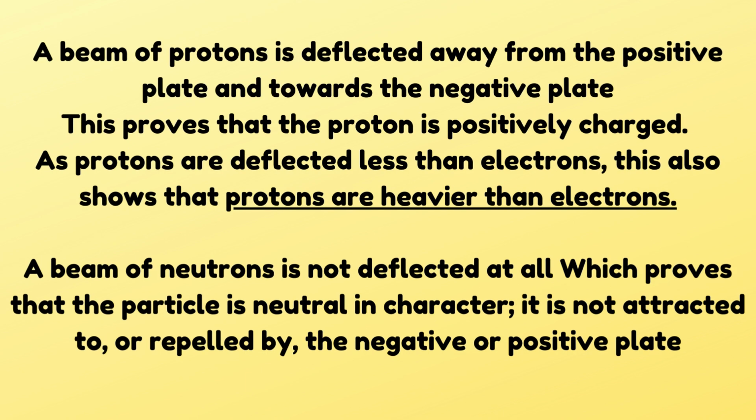A beam of protons is deflected away from the positive plate and towards the negative plate. This proves that the proton is positively charged. As protons are deflected less than electrons, this also shows that protons are heavier than electrons. A beam of neutrons is not deflected at all, which proves that the particle is neutral in nature. It's not attracted to or repelled by the negative or positive plate. So these are the evidences from the picture which we have seen.